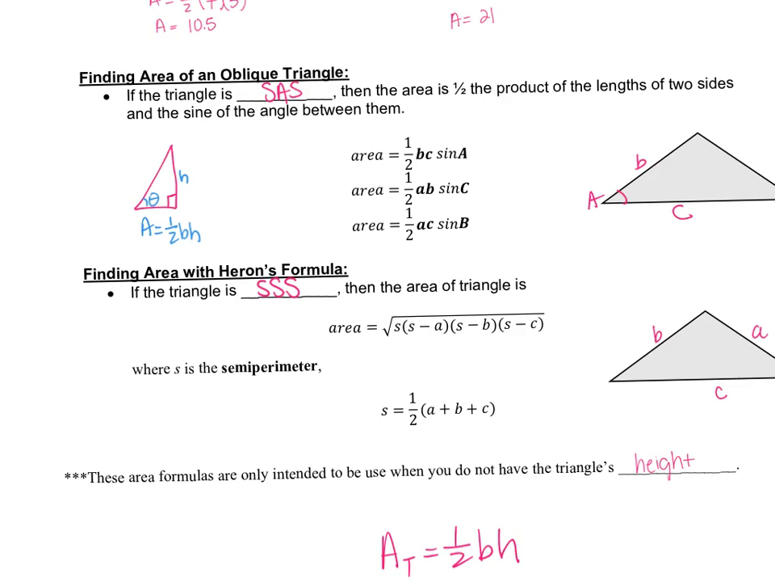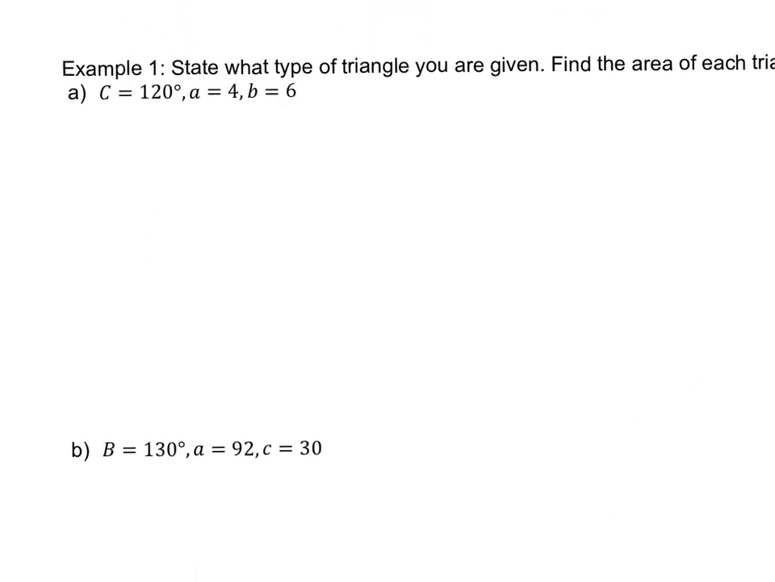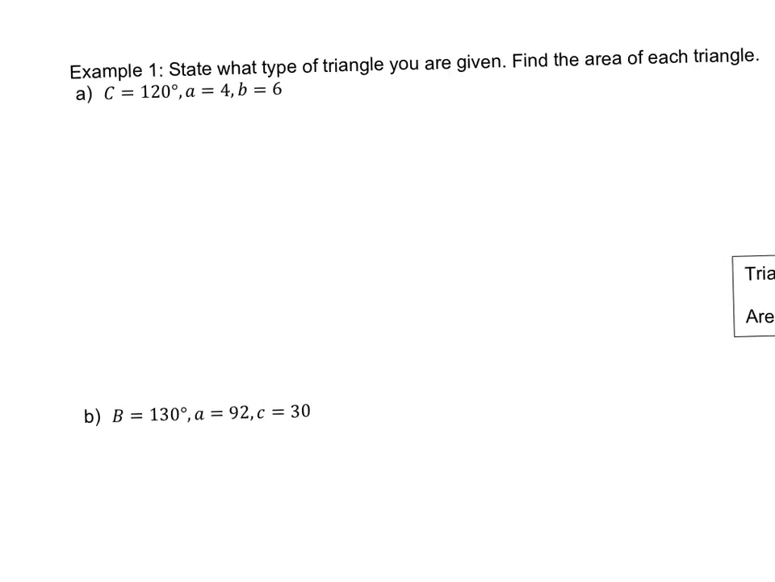So let's get into practicing these area formulas. So example 1, start with figuring out what type of triangle you have. I think that helps you tremendously on figuring out which formula to use. So if I were to draw out this triangle here, it looks like we have C is 120 degrees, so it looks like it's an obtuse angle. So I'll try to draw this wider.